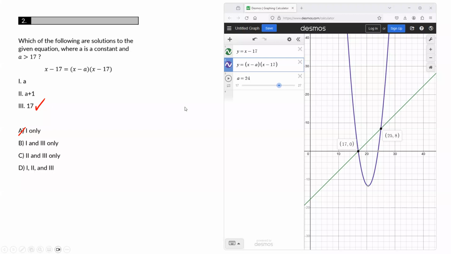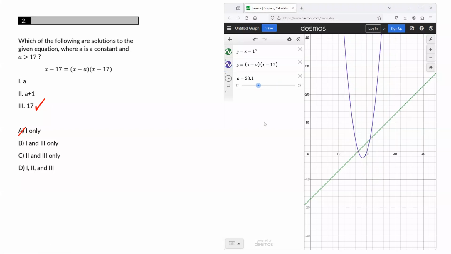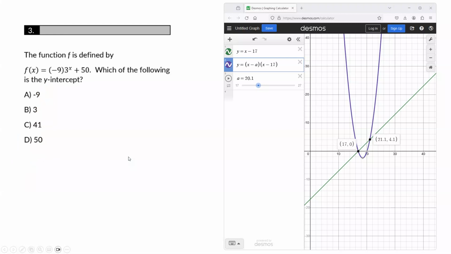Let me slide that slider a little bit. Now the a value is 20.1, and the solution has changed to 21.1. Well, it's still a plus 1. That's perfect. I think that number 2 is a second good answer. A by itself is not, so we are going to go with option C, 2 and 3. All right, let's try the next one.